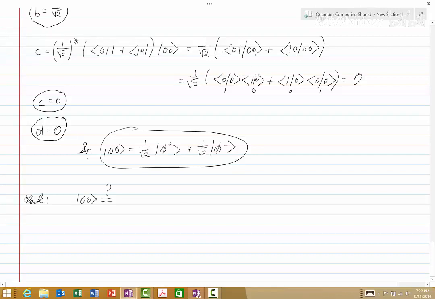So I'll put a question mark or the equal sign. We get 1 over square root of 2. Now remember that phi plus is equal to 1 over the square root of 2 times 0, 0 plus 1, 1. And then we have 1 over square root of 2 times phi minus. And phi minus is 1 over square root of 2 times 0, 0 minus 1, 1.